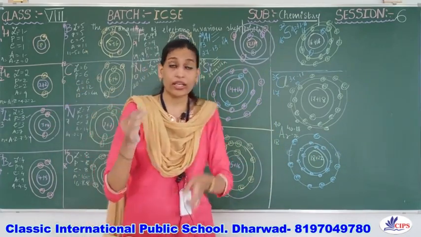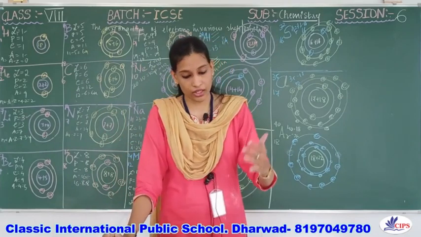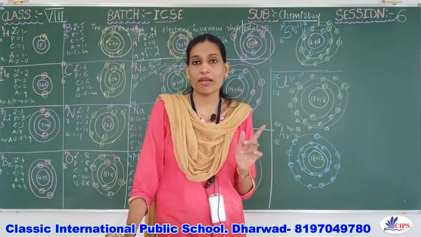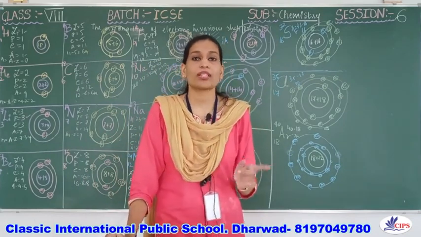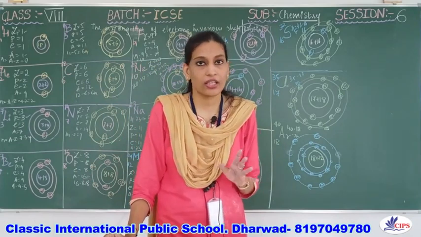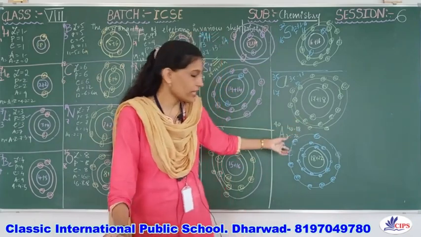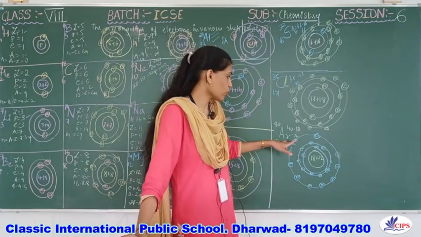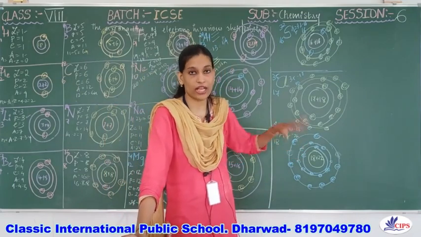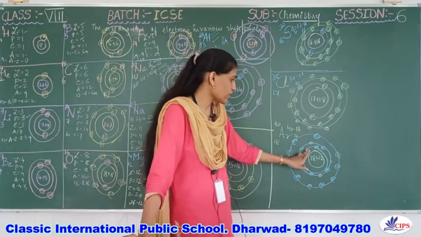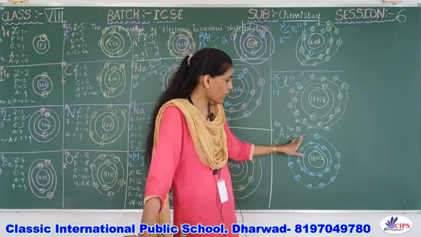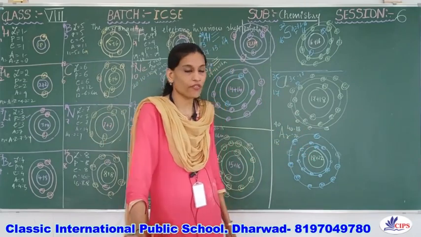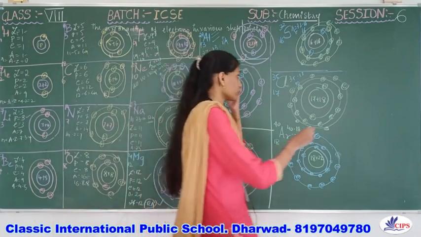Now the next element after argon comes potassium. Potassium has atomic number 19. This means the number of electrons is 19. If we want to accommodate the last electron here, it is not possible. It has to go to the next shell now. K shell finished, L shell finished, and M shell is also finished.